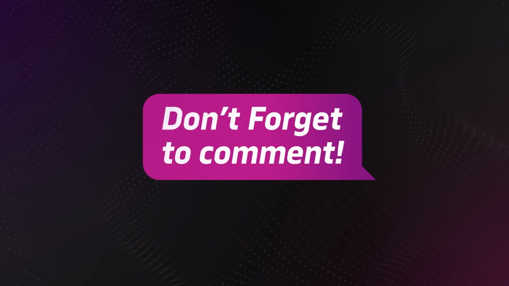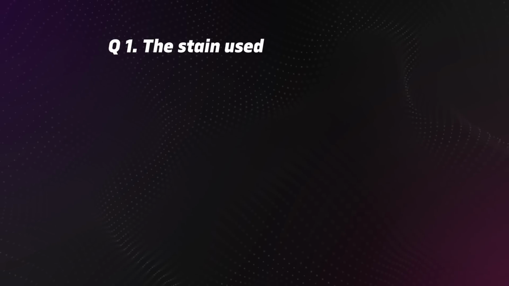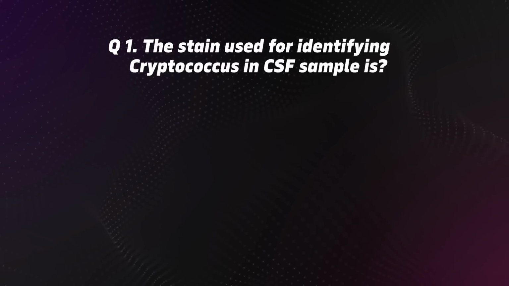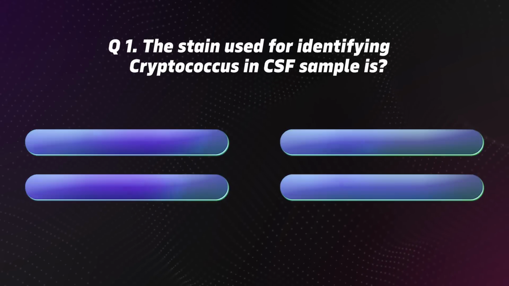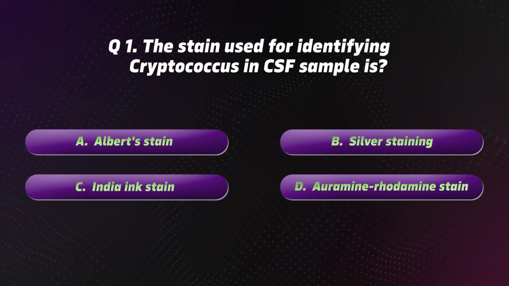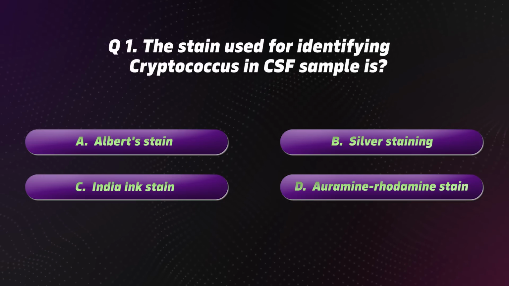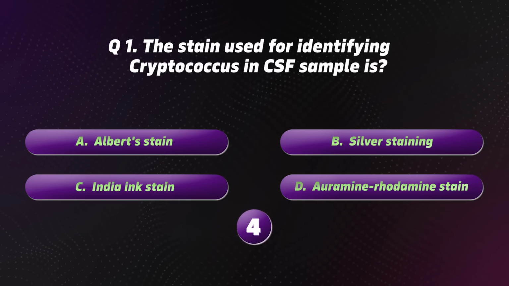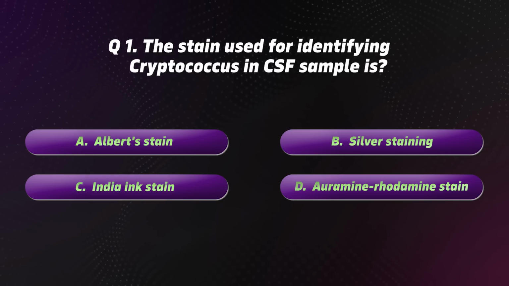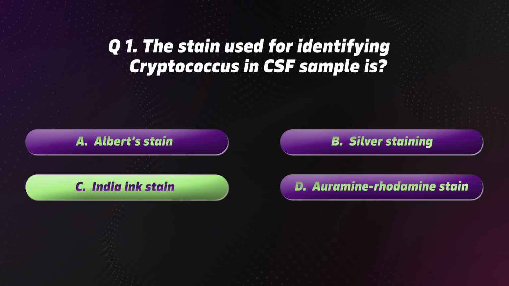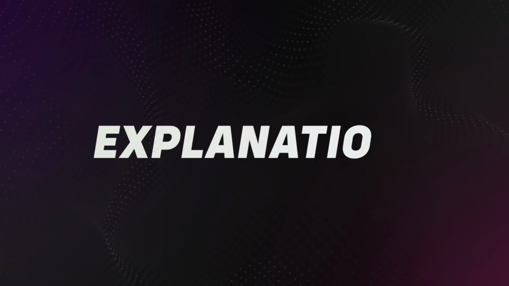Let's look at the first question from this video. Question 1. The stain used for identifying Cryptococcus in the CSF sample is? Here are the options. A. Albert's stain. B. Silver staining. C. India ink stain. D. Rhodamine stain. And the correct option is C. India ink stain. Here is the explanation.